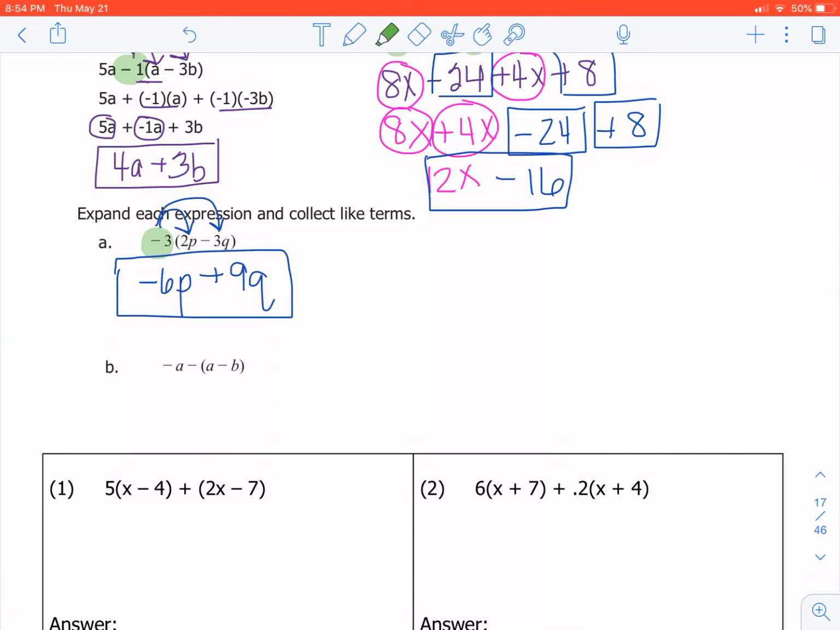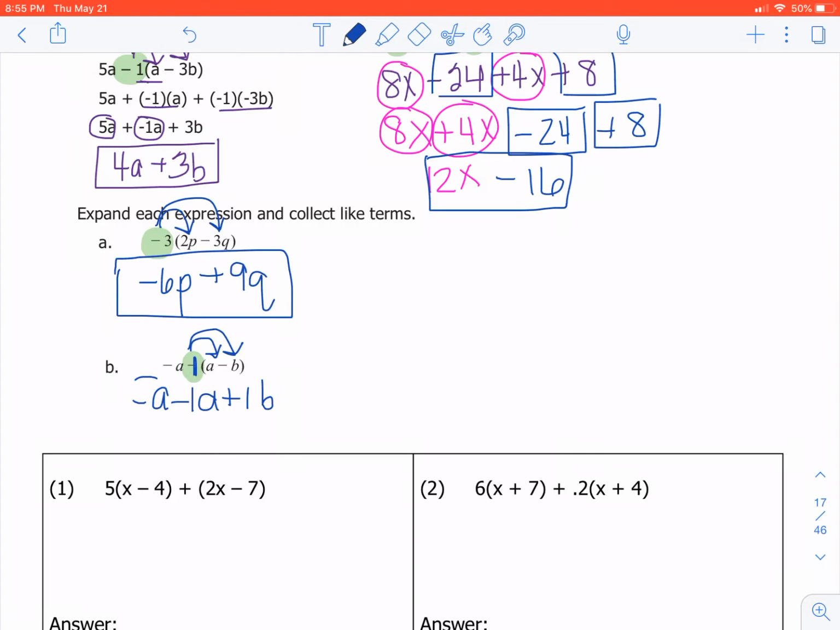All right, last one. This is just like the first one where we're going to put that 1 in front of that parenthesis so we can distribute. So this is the -1 that I'm going to distribute. That -a is just going to kind of hang out for a second. So -1 times a is -1a. -1 times -b, that's going to be a positive 1b.